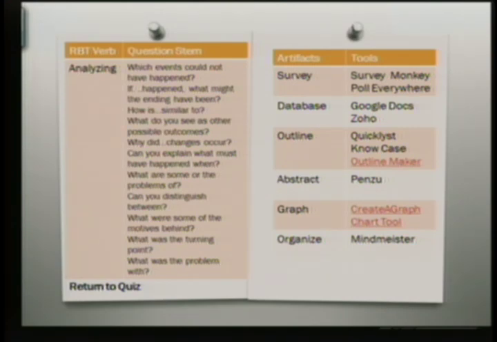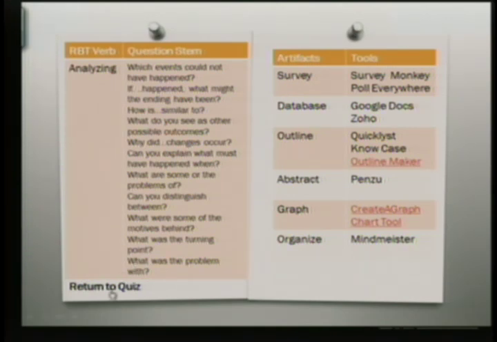If you're doing a survey, Survey Monkey, Poll Everywhere. Database, Google Docs, Zoho. Outlines, Quick List, Outline Maker. If you're doing an abstract, Penzu. Doing a graph, you do things like Create a Graph, Chart Tool. Then to organize, it could be Bubbl.us, it could be MindMeister. There are a series of tools that are out there.